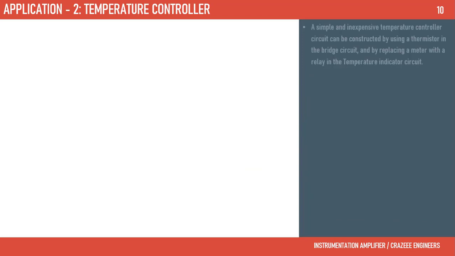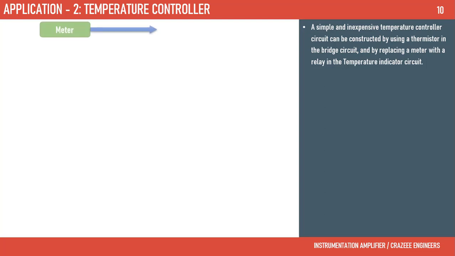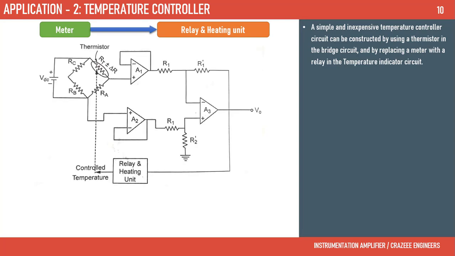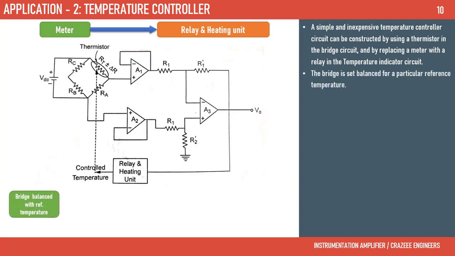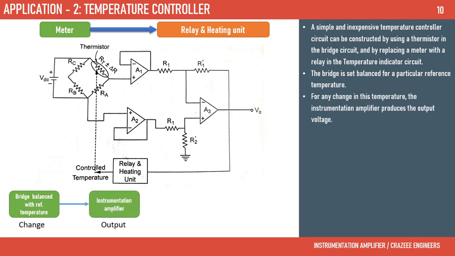Application 2. Temperature controller. A simple and inexpensive temperature controller circuit can be constructed by using a thermistor in the bridge circuit, and by replacing a meter with a relay in the temperature indicator circuit. The bridge is set balanced for a particular reference temperature.